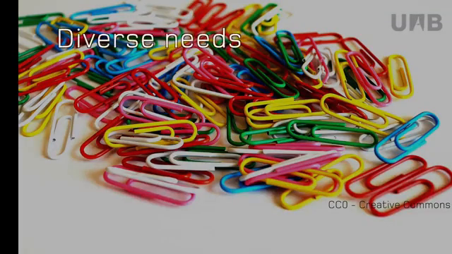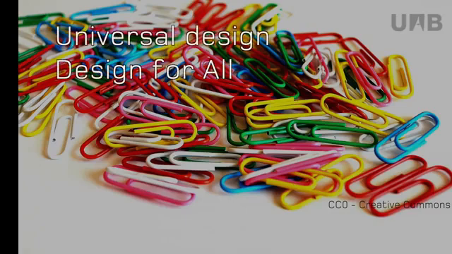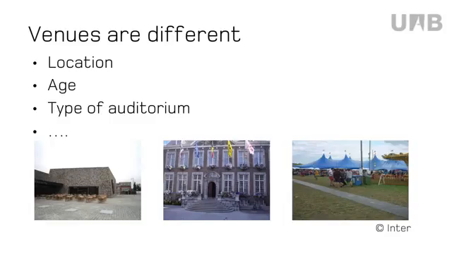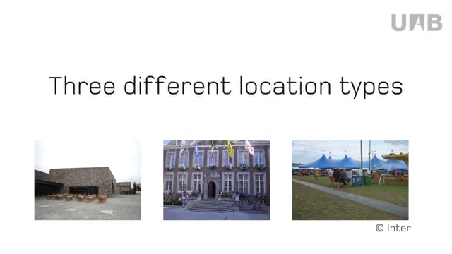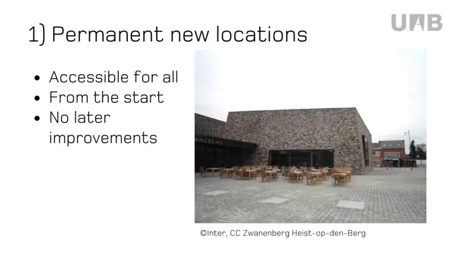The diverse needs of people and accessibility of the built environment are at the core of this so-called universal design, or design for all. However, it is not always easy to implement the universal design principles, either based on the building's location, its age, or type of auditorium. Therefore, there are three location types that require a different approach to venue accessibility.